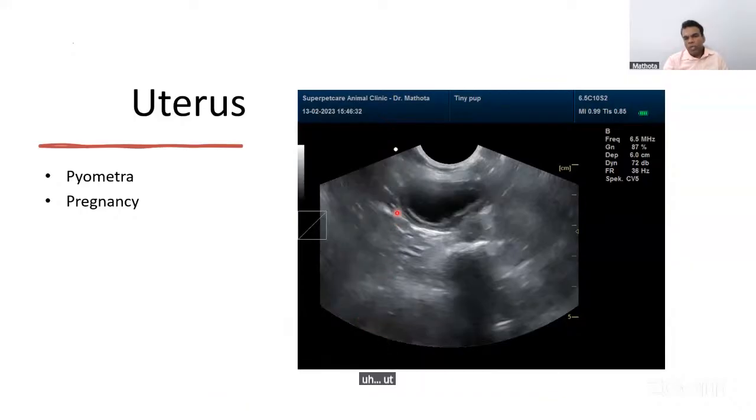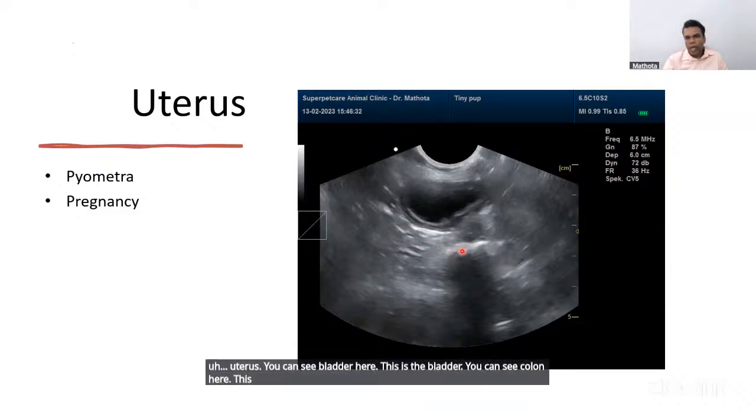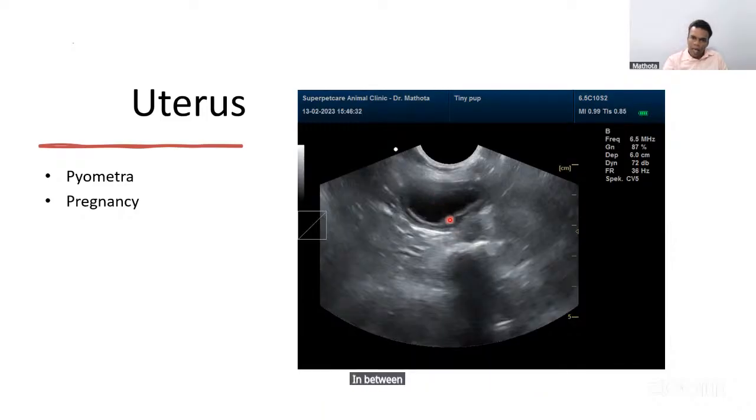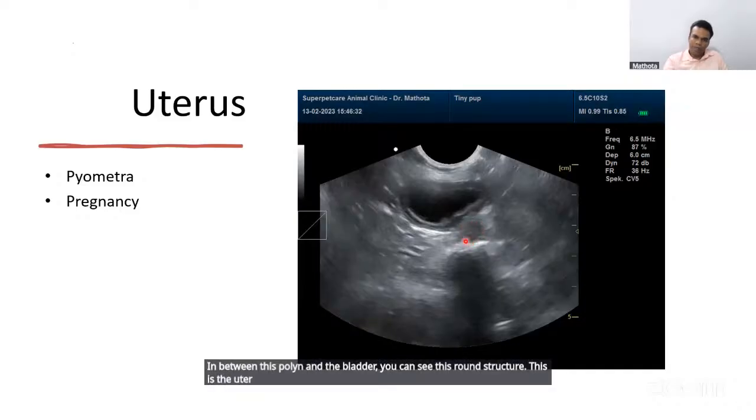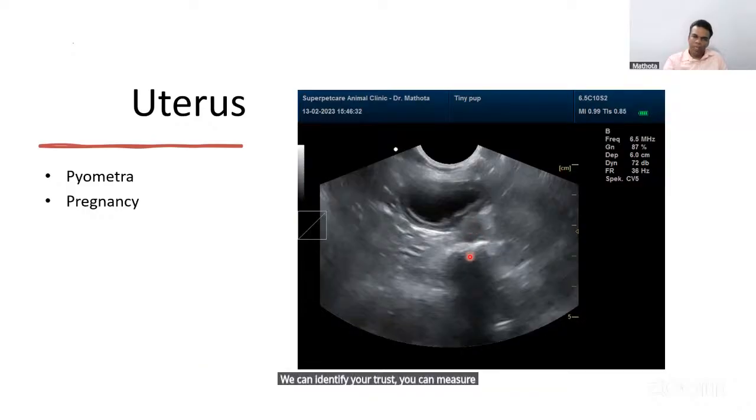uterus. You can see the bladder here. This is the bladder. You can see the colon here. In this colon you have gas. Its superficial layer is this hypoechoic layer. Then you have acoustic shadow because of the gas. In between the colon and the bladder, you can see this round structure. This is the uterus. We can identify the uterus and measure the diameter here. But you can't always do this. In some animals you can, in some animals you can't.